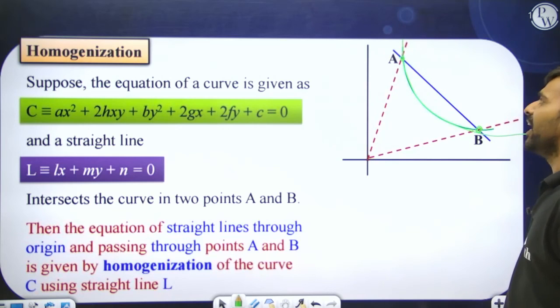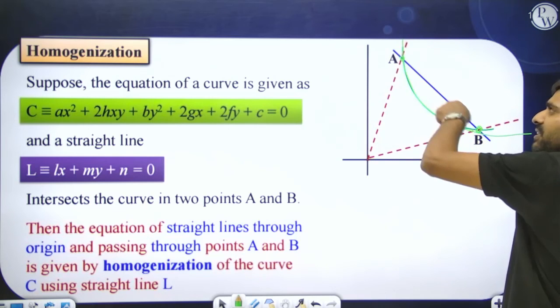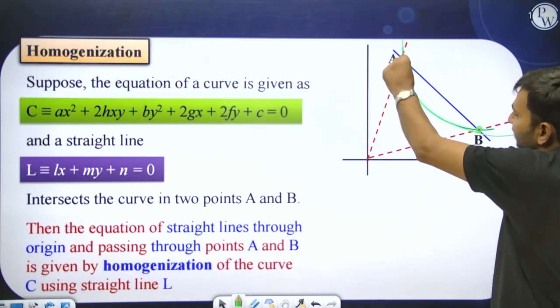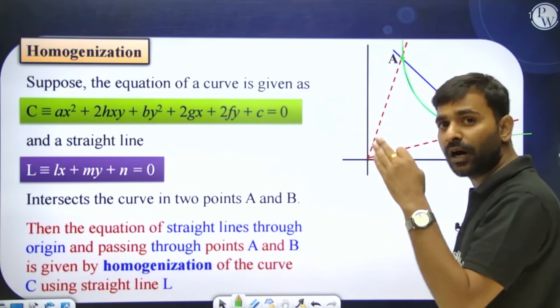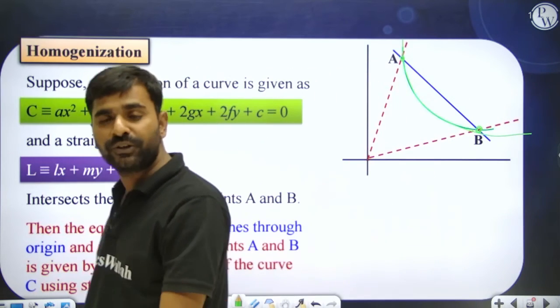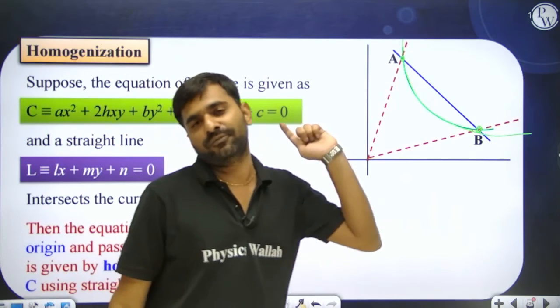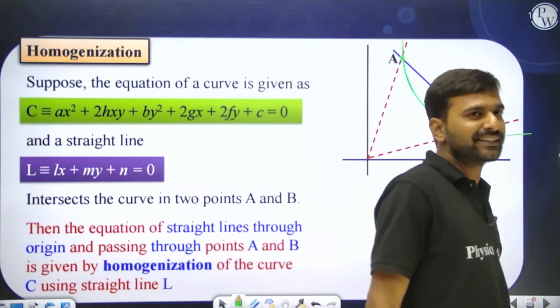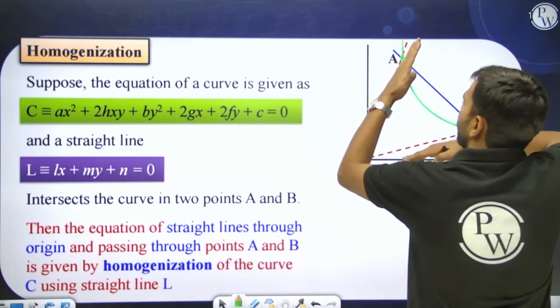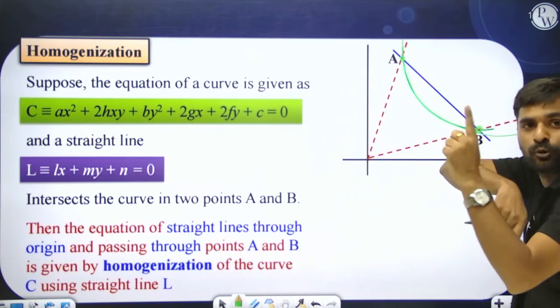Now understand, if these are the 2 points of intersection between this green curve and blue line, let's say A and B points, if I want to write down a joint equation of lines which are passing from origin as well as from these 2 points A and B, then in order to write down that joint equation of the lines, we need to use homogenization.